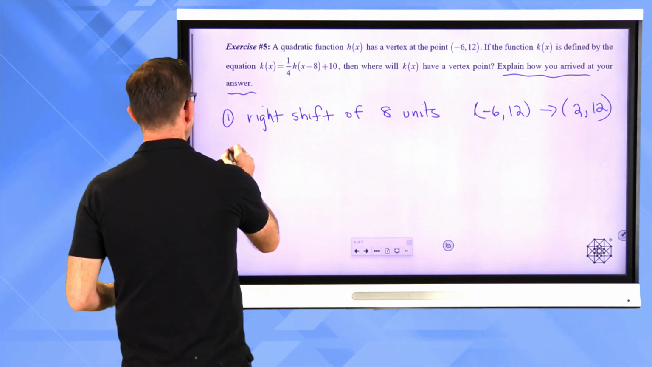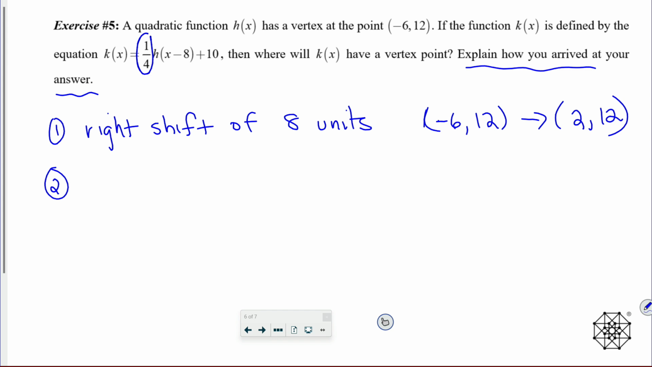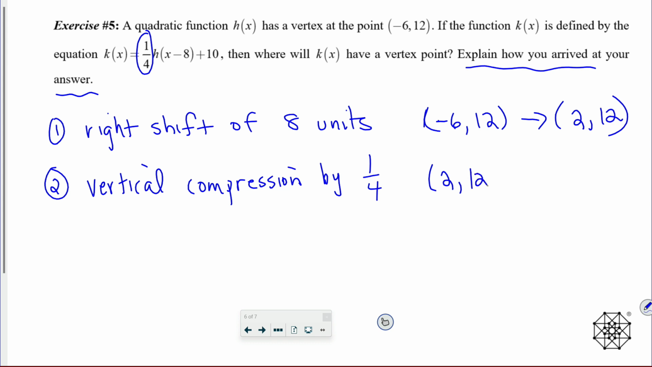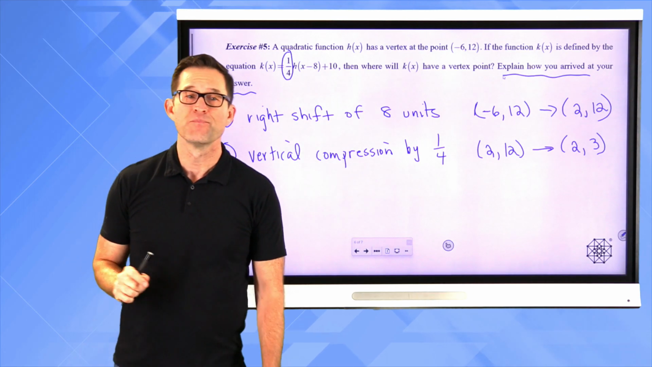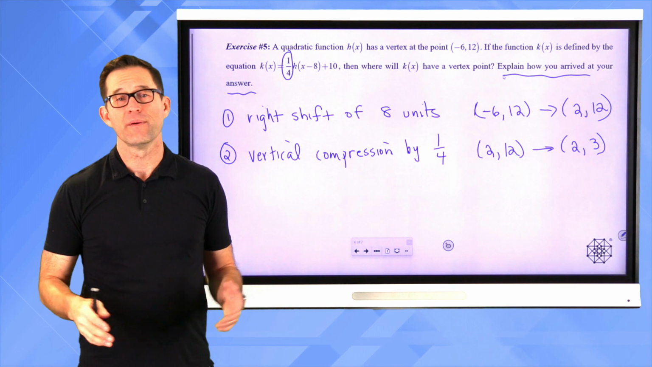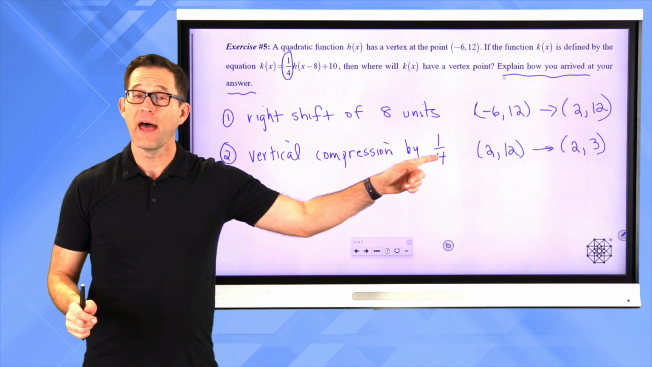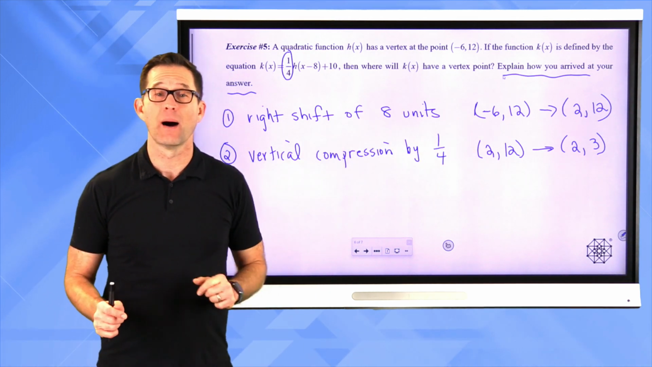So then the second thing that's happening is that I'm multiplying the overall function by 1/4, and that's going to be a vertical compression by 1/4. Now, what's that going to do? Well, that's going to take my point at 2, 12, and it's going to make it into 2, 3, right? I'm going to take my y value at 12, and I'm going to multiply it by 1/4, i.e. I'm going to divide it by 4. And now, 2, 12 becomes 2, 3.